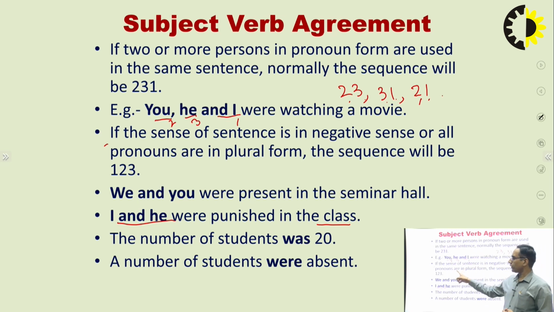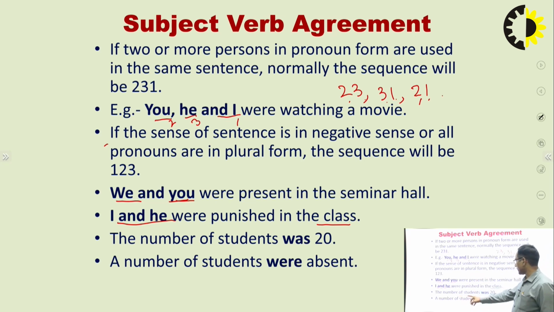And whenever all the pronouns are in the plural form, not singular, again the sequence is 1, 2, 3. For example, we and you. Here we is not singular. You, although nowadays we use it as singular and plural both, basically is used as plural, right? Like you can say that we, you, and they were going to a seminar, or were going to play cricket or anything else. So the sequence is 1, 2, and 3. Whenever all persons are in the plural form, number 1. Number 2, if the sense of the sentence is negative, even if they are in the singular form, the sequence will be 1, 2, and 3.